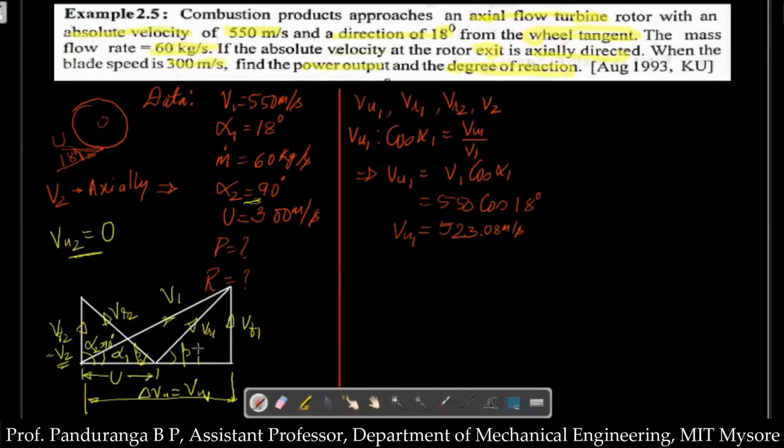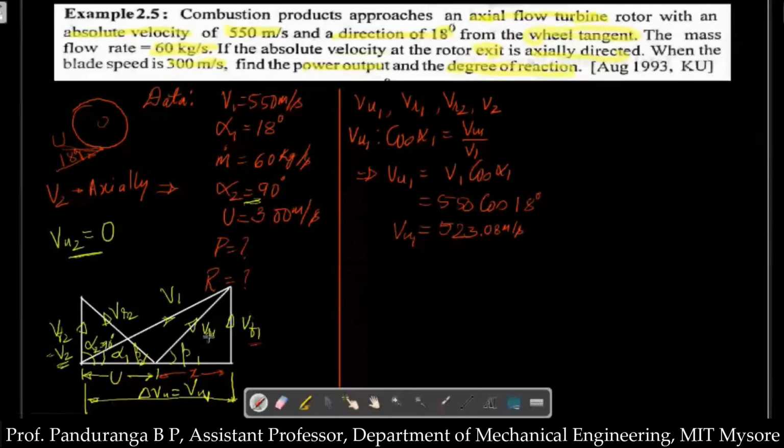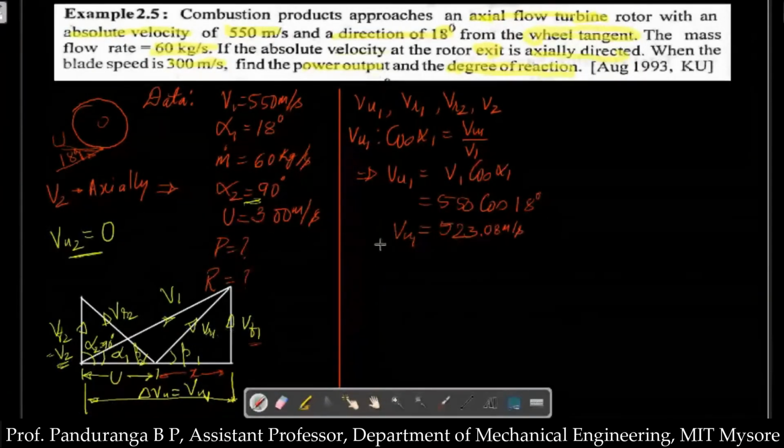To calculate VR1, either I need beta 2 or I need VF1. Since I know VU1 and U, I'll call this X. So if you calculate VF1, then X can be calculated as VU1 minus U. Then I can easily use Pythagoras theorem and calculate VR1. So let us find out VF1.